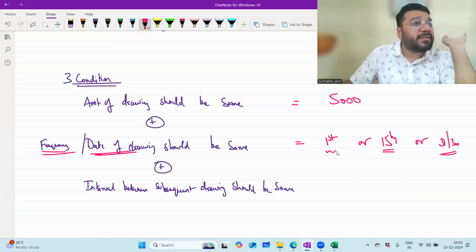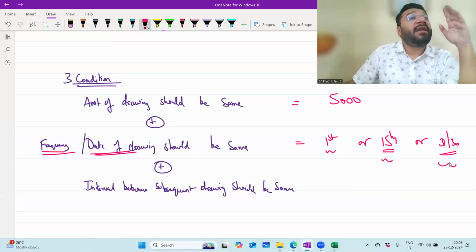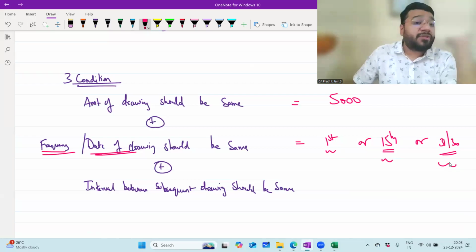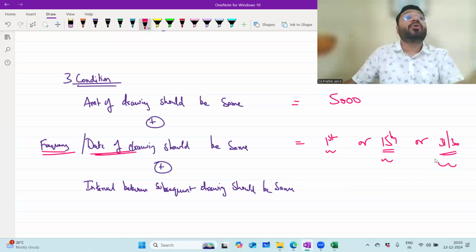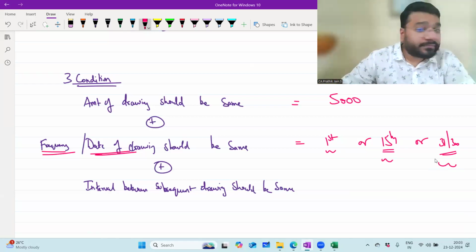One drawing you've done on first, another drawing on 15th, another drawing on 30th of some month. Different month, different date, which means the second condition is violated and you cannot use the average period method.